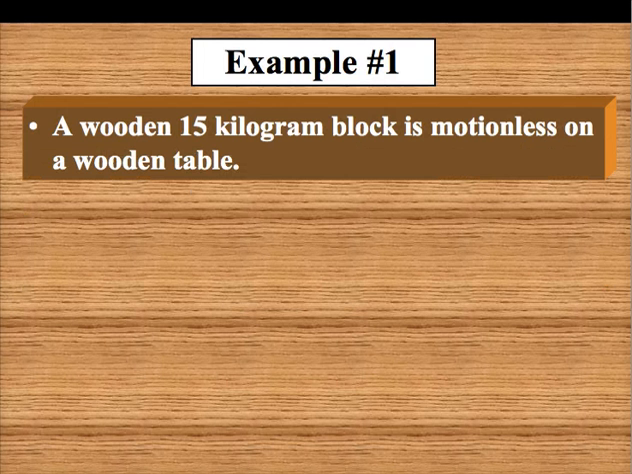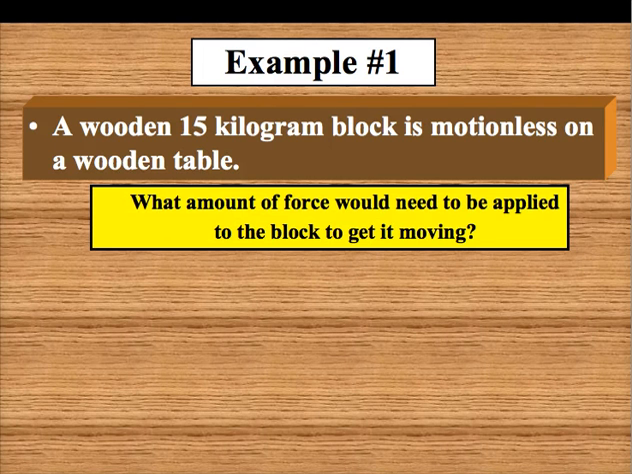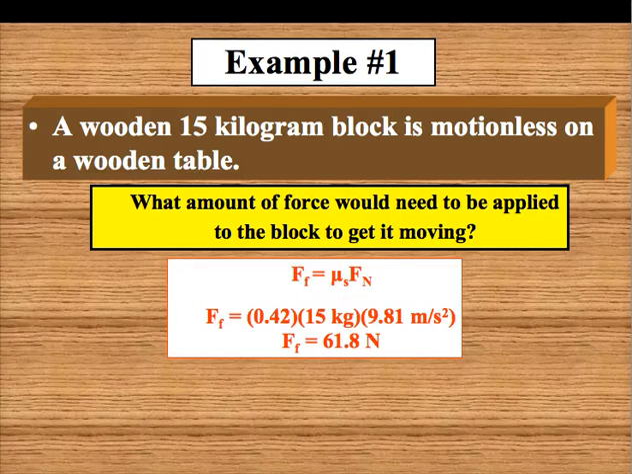Let's try an example problem. A 15 kilogram wooden block is motionless on a wooden table. Now the coefficient of friction is associated with the particular surfaces, so this would be wood on wood. What amount of force would be needed to get this block to start moving? We assume it's at rest.